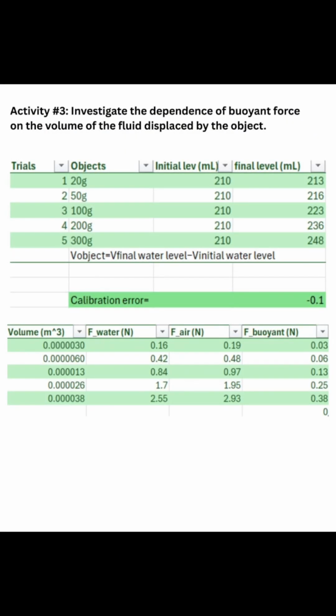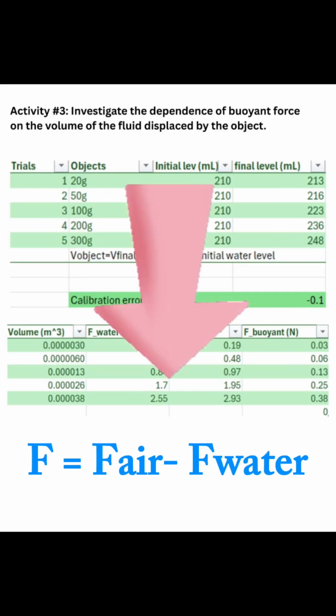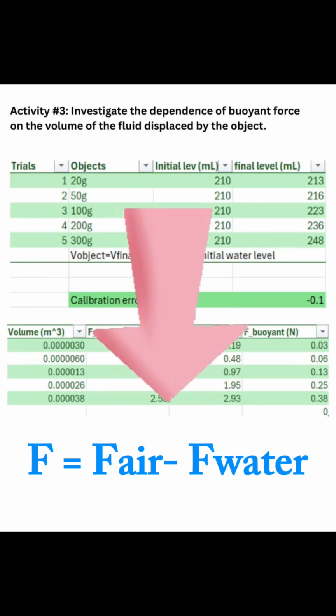For our third experiment, we investigated the dependence of buoyant force on the volume of the fluid displaced by the object. We did 5 trials with objects of mass 20 grams, 50 grams, 100 grams, 200 grams, and 300 grams. Our initial levels and final levels in milliliters are shown in the table, along with our volume. We calculated the final buoyant force by subtracting the force of the water from the force of the air.